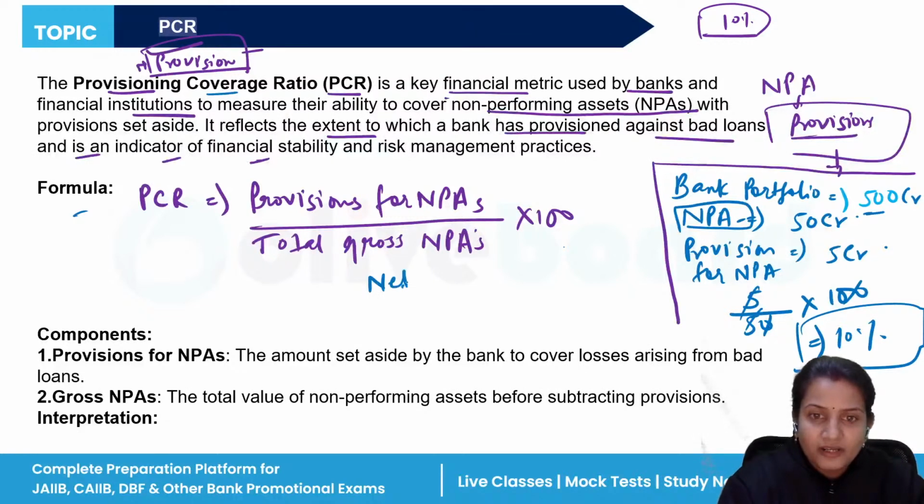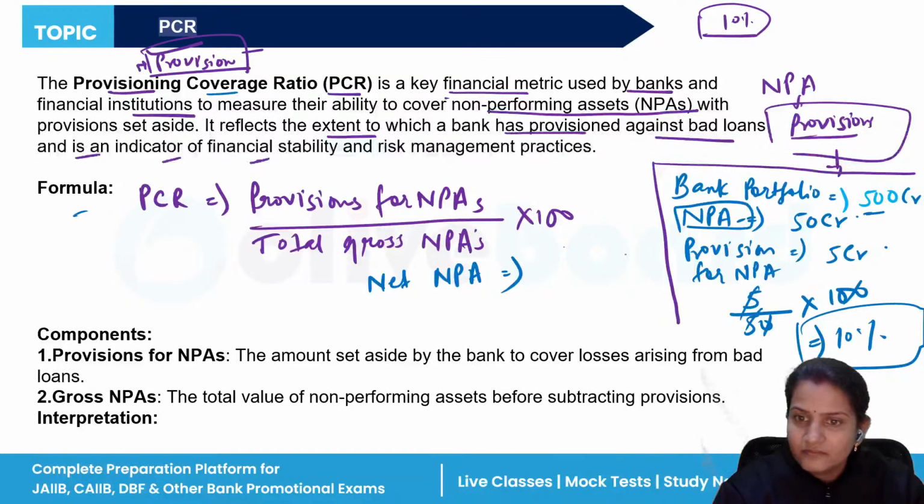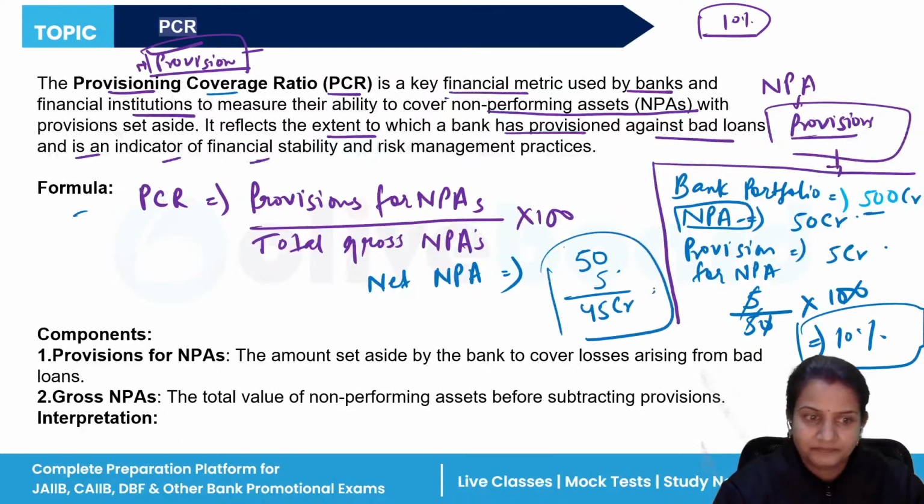If I ask what is net NPA, then net NPA is what? From the 50 crore NPA that has arisen, how much provision has the bank made? The bank has made just 5 crore provision. It means the net NPA is 45 crore.